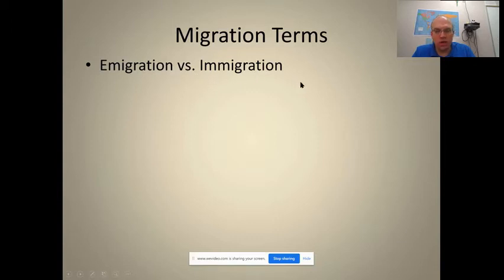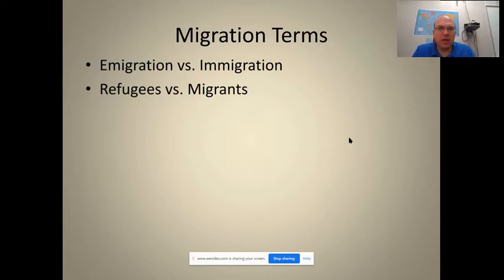So when I left Missouri, I was an emigrant with an E from Missouri, and an immigrant with an I to Colorado. The next distinction that we need to make, and a lot of these are just making distinctions between critical terminology for Chapter 3.